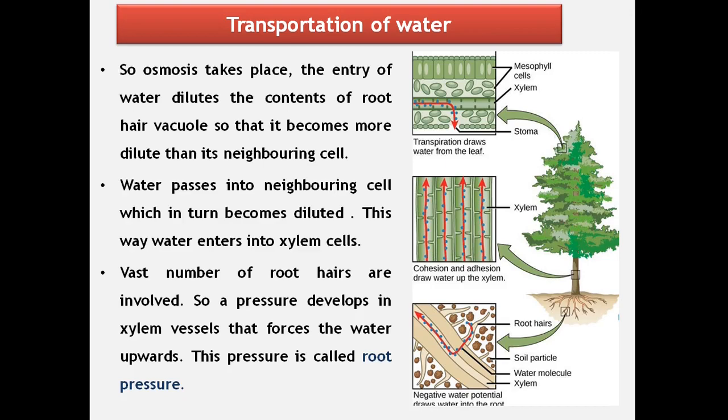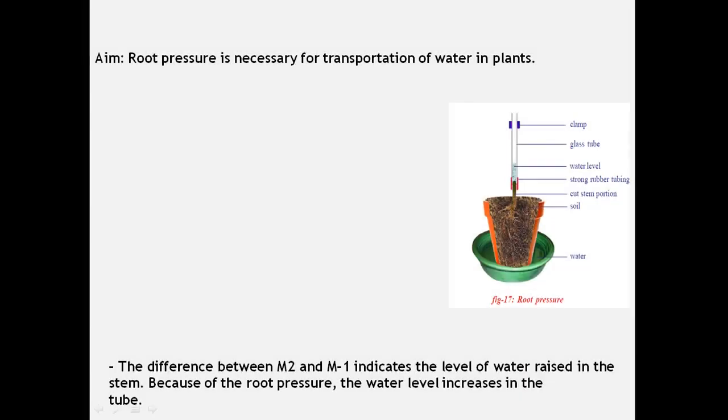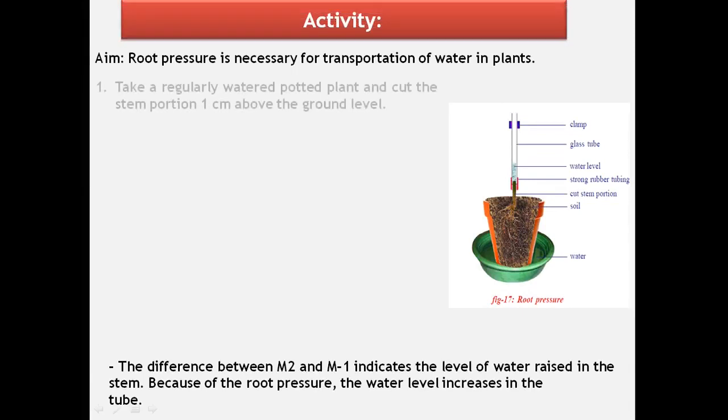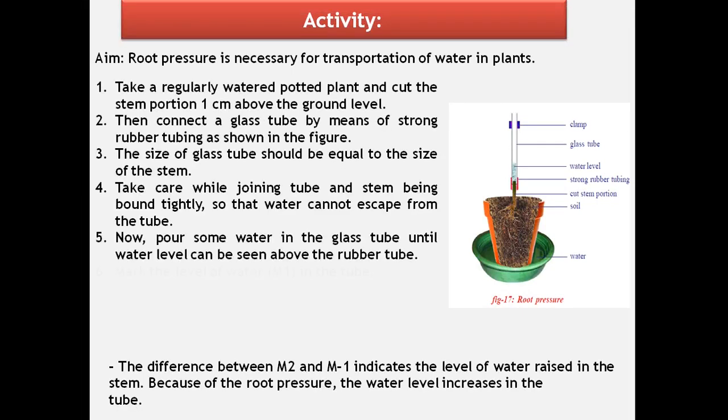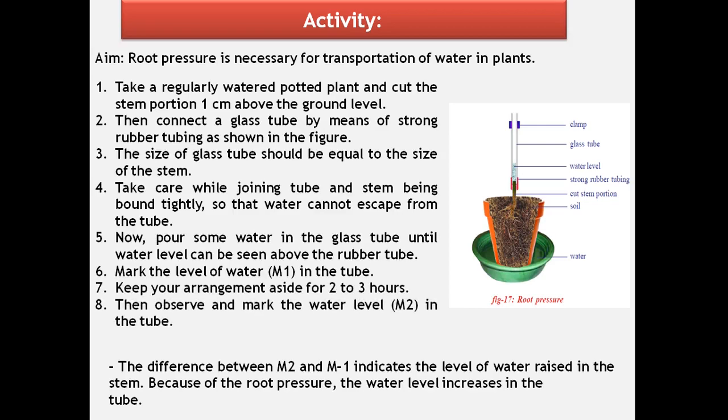Before learning about the second factor, that is transpirational pull, let us perform an activity which demonstrates that root pressure is necessary for transportation of water in plants. Take a regularly watered potted plant and cut the stem portion 1 centimeter above the ground level. Then connect a glass tube by means of strong rubber tube as shown in the figure. Take care that the size of the glass tube should be equal to the size of the stem.